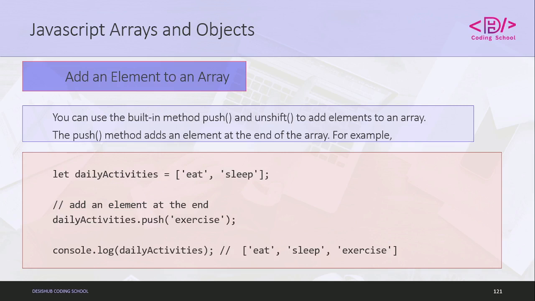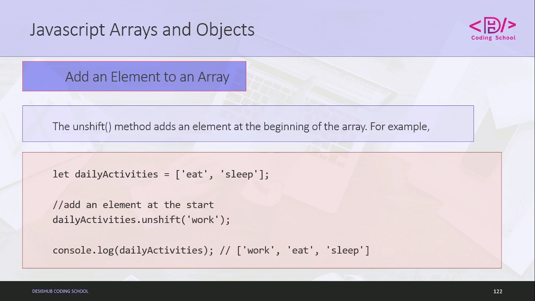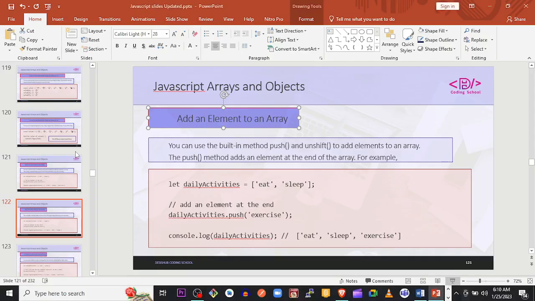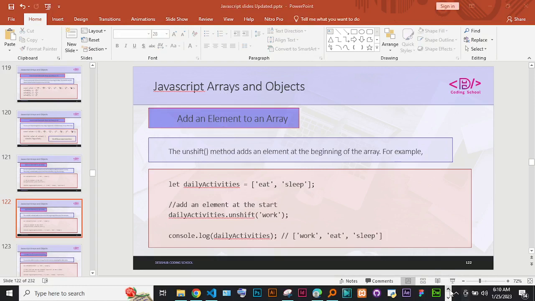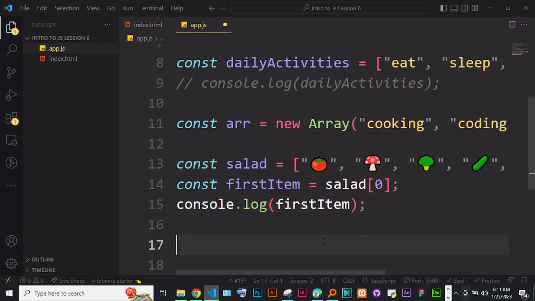They have two methods that can do that. The first one is the push method, which adds an element at the end of an array, and then we have another one called the unshift method, which adds an element at the beginning of an array. So these are the two methods we have, and let's jump into them and see what we can do with them.